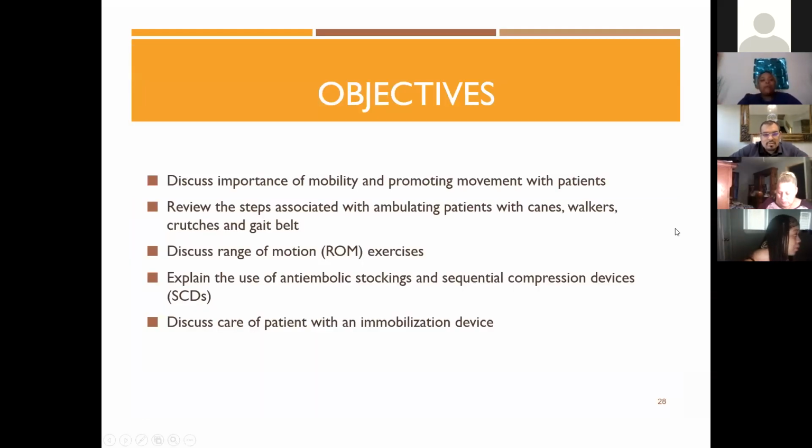All right, so today we're going to talk about the importance of mobility and promoting movement with our patients. We'll review the steps associated with ambulating your patients with canes, walkers, crutches, and gait belts. We'll discuss range of motion exercises. We'll talk about the use of anti-embolic stockings and sequential compression devices, or SCDs. And we'll talk about care of a patient with an immobilization device. All right.